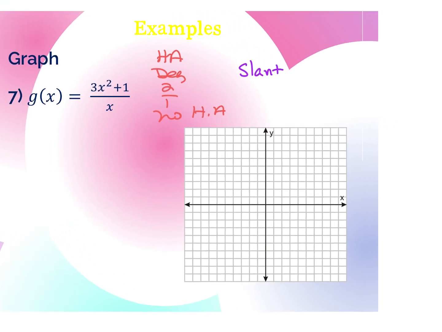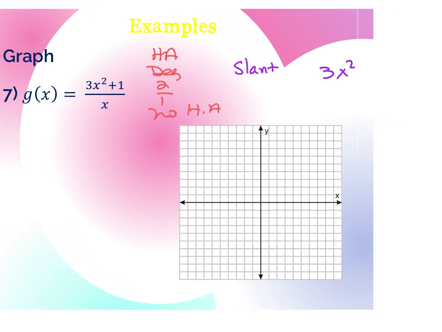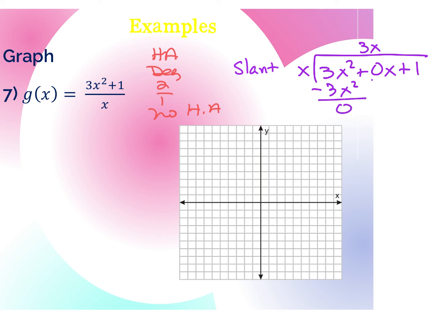So again, I need to do the long division. So 3x squared. Remember when you do long division, you got to put in a placeholder. So there was no x term, so I'm going to put a 0x, then the 1, and then divided by the denominator. What are we going to multiply x by to make it 3x squared? I'm going to multiply it by a 3x. 3x squared. Once I subtract, and then I'll bring down. Since there's nothing to multiply x by to make it a 0x, this is just what I need. I don't worry about the remainder, so I just have my slant equation as y equals 3x.